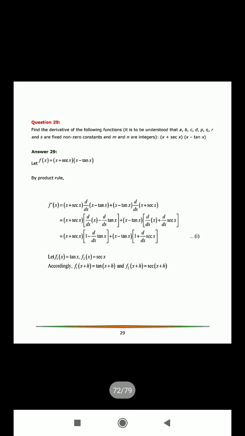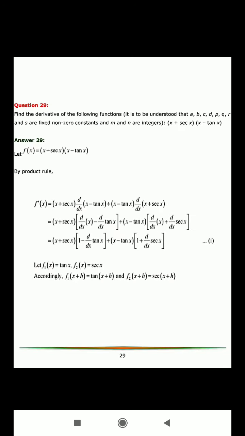Question 29, you just see directly the product rule is appearing. So what to do? x plus sec x into x minus tan x. So x plus sec x as it is, derivative of x minus tan x. Then x minus tan x as it is, derivative of x plus sec x. Now you try to do these questions yourself because nothing is there. Directly you have to apply the formula. Differentiation of x and tan x. In this it is differentiation of x and sec x.